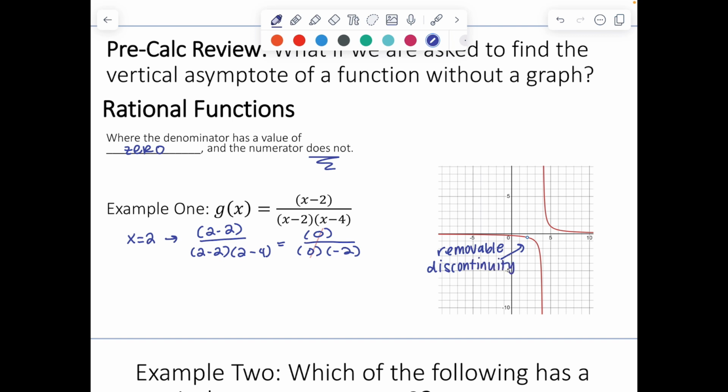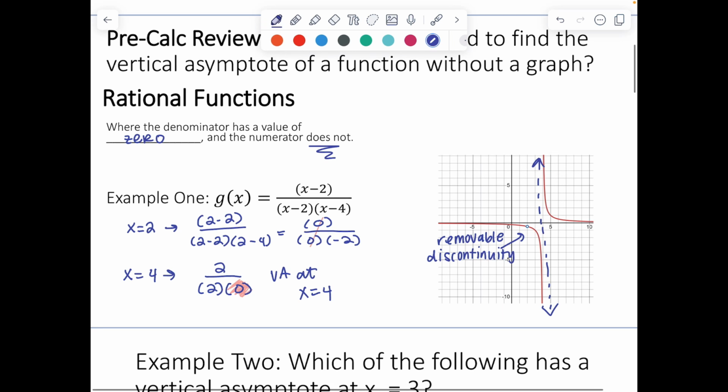However, if you were to plug in x equals 4, you would have the numerator going to 2, and then you would have the denominator going to 2 times 0. And so here, this is an example of where the denominator has a value of 0 and the numerator doesn't. And so that means that there's going to be a VA, a vertical asymptote, at x equals 4. And if you look over here at the graph, we see one. We see a vertical asymptote at x equals 4. And so that's what we mean by the denominator has a value of 0 and the numerator does not.